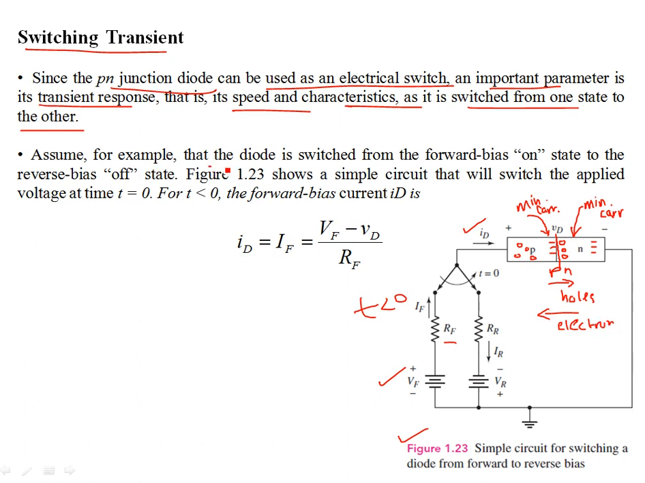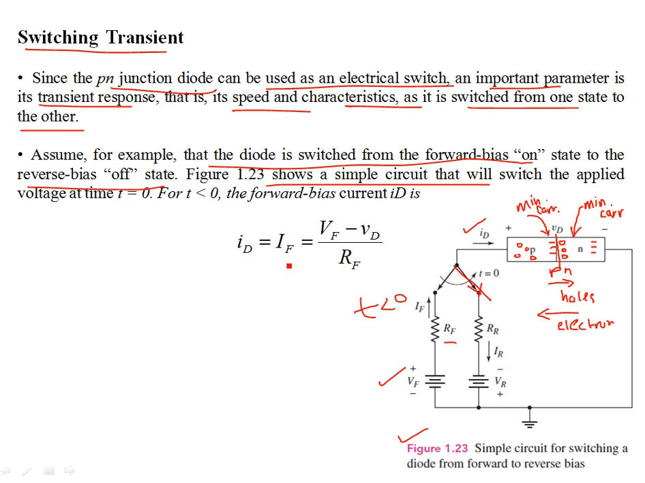Now assume, for example, the diode is switched from the forward bias on state to reverse bias, and this happens at t equal to 0. The position of the switch is now such that the negative is connected to the P-type semiconductor region, and the positive is connected to the N-type region. Figure 1.23 shows a simple circuit that switches the applied voltage from VF to VR, and reverse biases the diode.